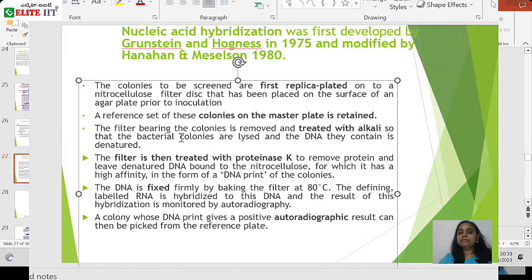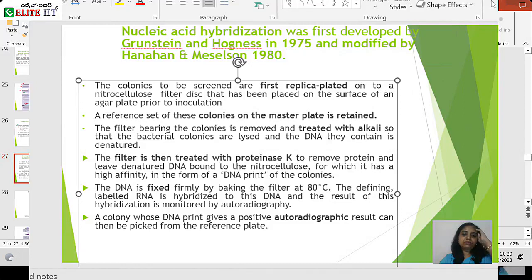Now the filter bearing the colonies is removed and treated with alkali so that the bacterial colonies are lysed and the DNA they contain is denatured. Now you just take all your required strain from the plate and digest it, and cell membrane digestion is done, alkali treatment is done.